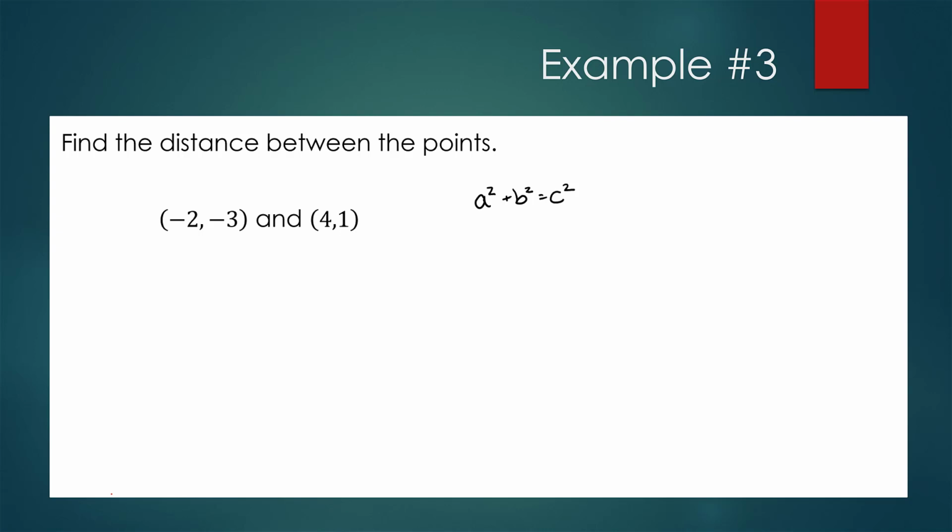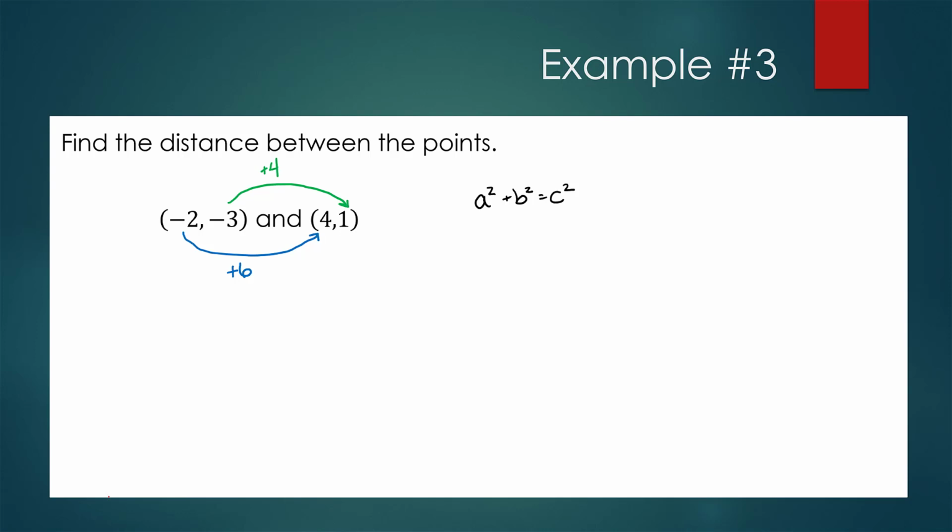x's and my y's. So from negative 2 to 4, I'm adding 6. And from negative 3 to 1, I add 4. Notice how I always went from the left point to the right point that's listed. The first listed point to the second listed point. Start with the first one and always go to the second one.